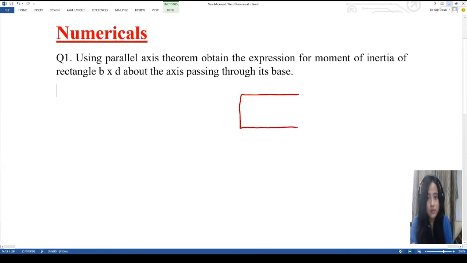It is a rectangle. And the size is given as B into D, right? And now let us say that the x-axis for the section will be passing from here and y-axis from here. This is my y, this is my x.